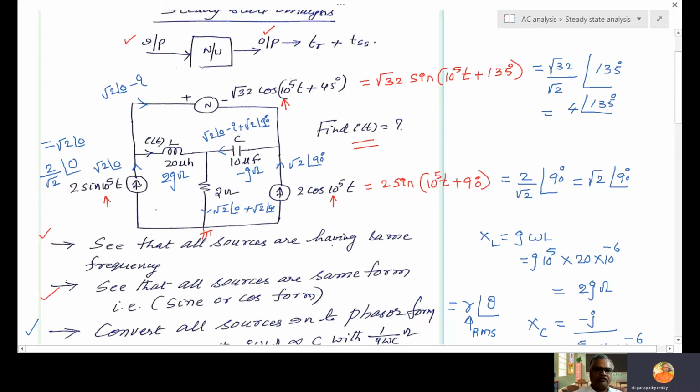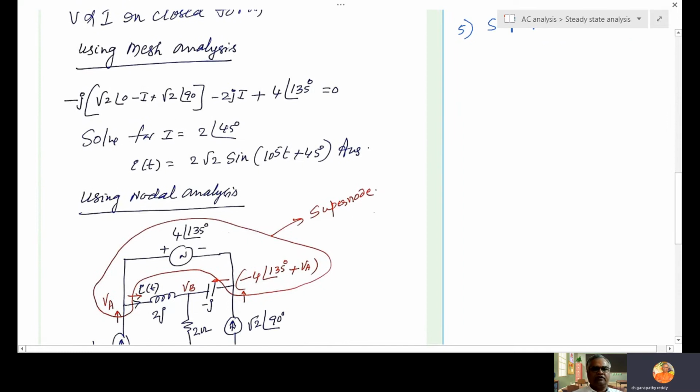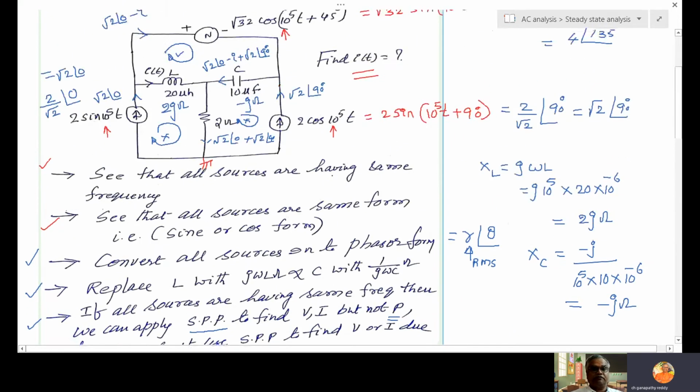This mesh equation is not possible because of the current source. This mesh also is not possible because of the current source. This mesh is possible because there is no current source. So straight away that equation is written. So what is that equation here?